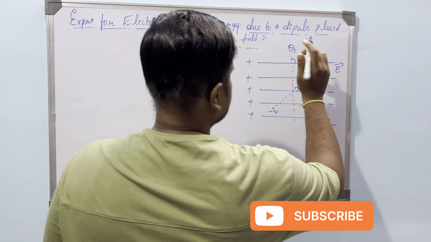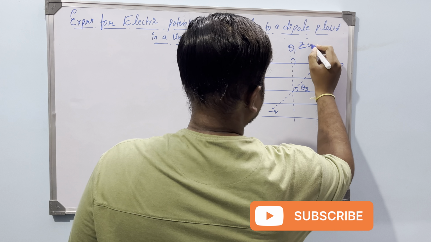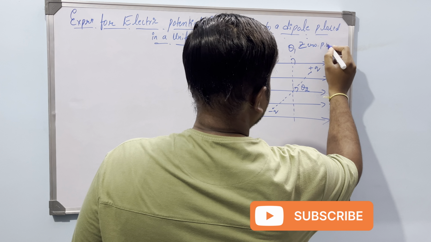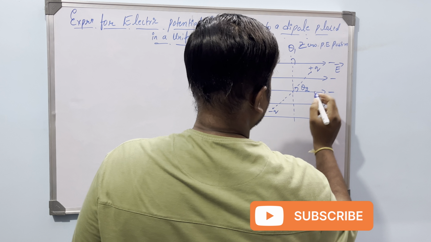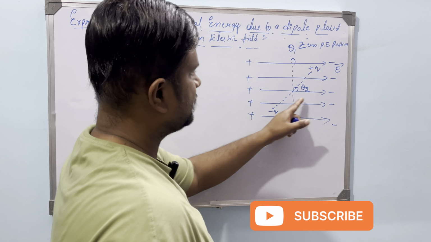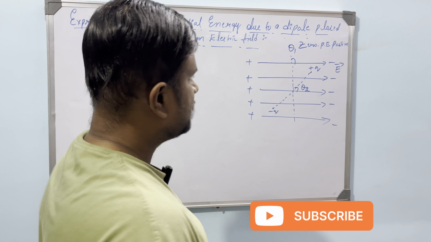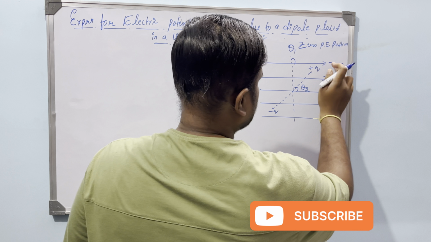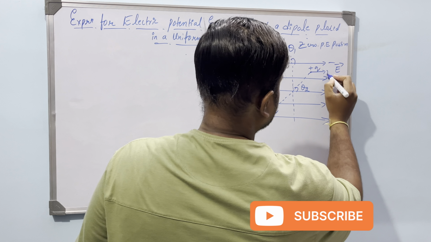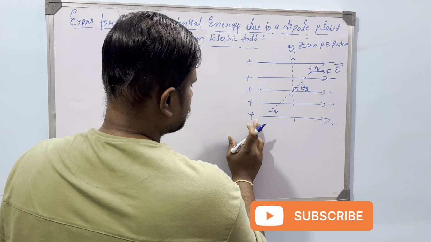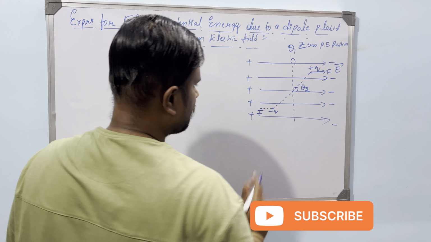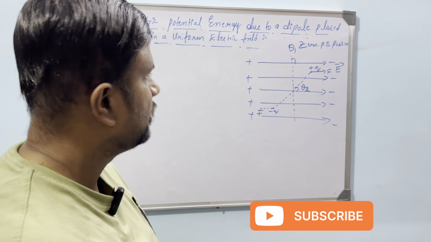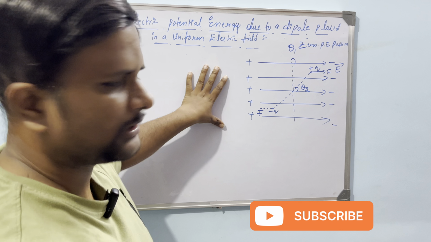This position is called the zero potential energy position. And this one is theta 2. Due to the presence of positive charge and negative charge, there is a generation of one force. Here also, due to the presence of positive and negative charge, there is also generation of one force. So now I need to write the statement for this.